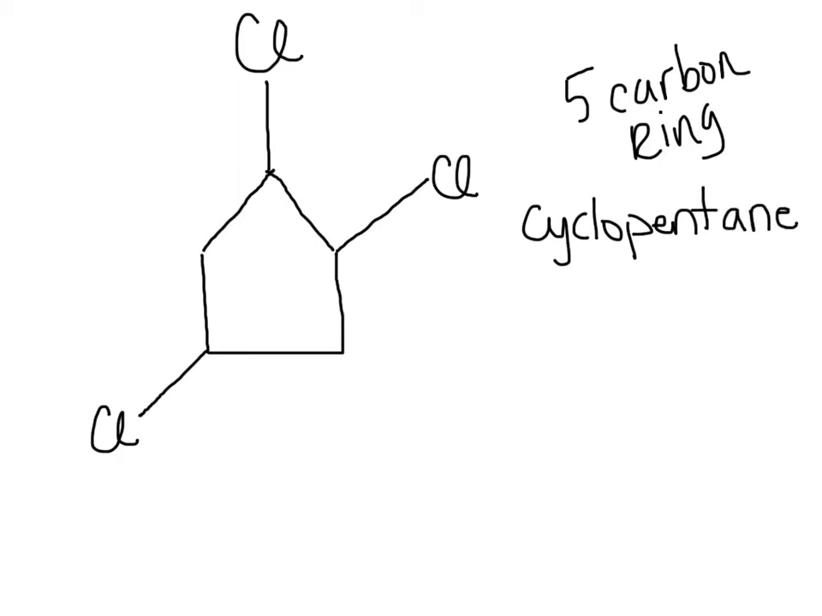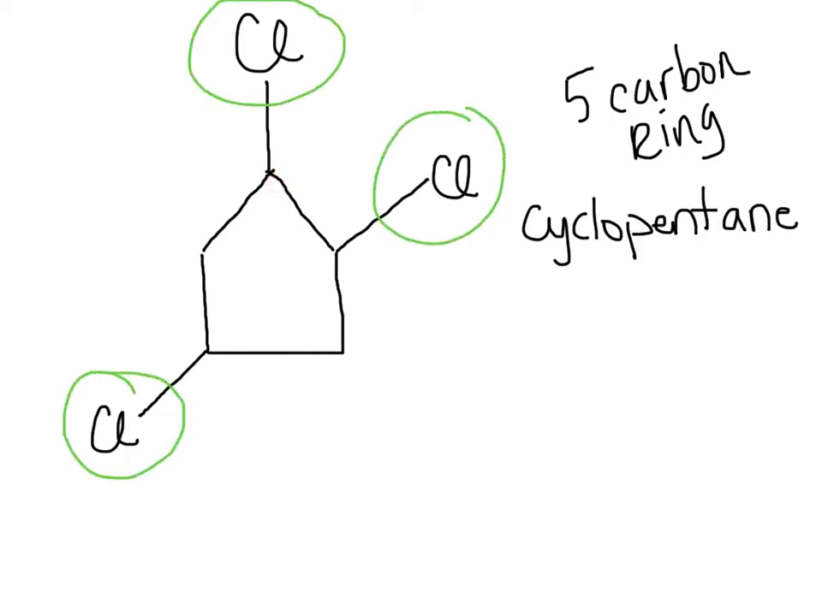name of my molecule. Now what I need to look at is which atoms are included in that cyclopentane and which atoms are not. The atoms that are not included are my substituent groups, and those are the ones that I'm going to have to name in the molecule before I name the cyclopentane. So I have 3 of them.